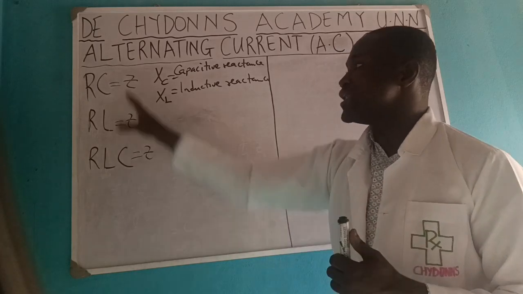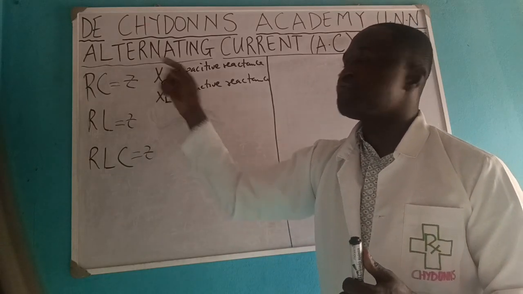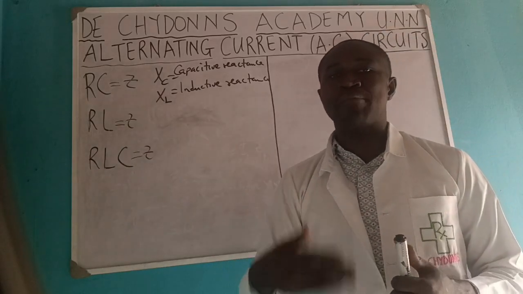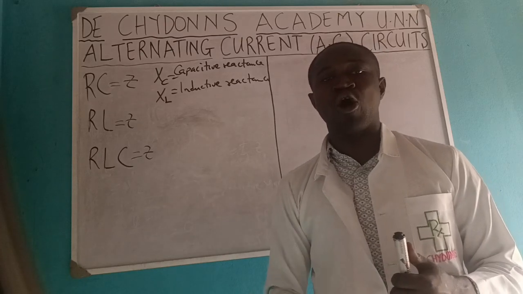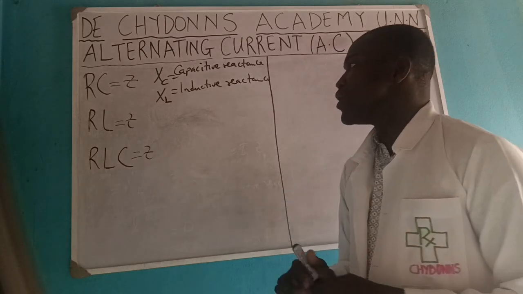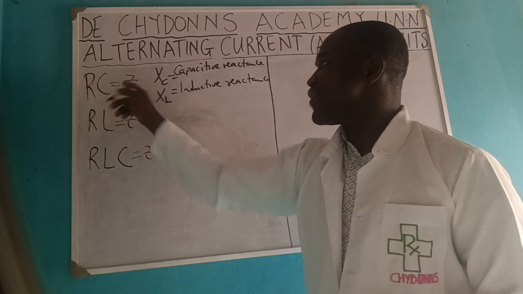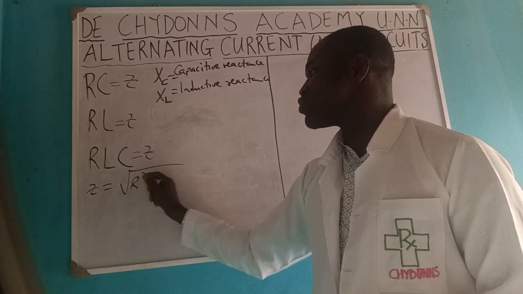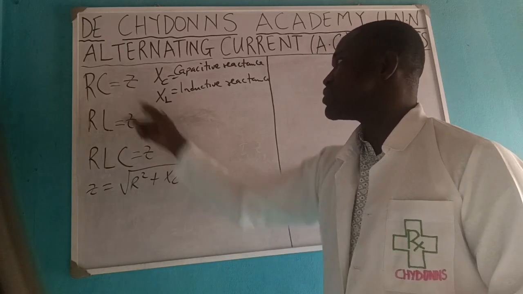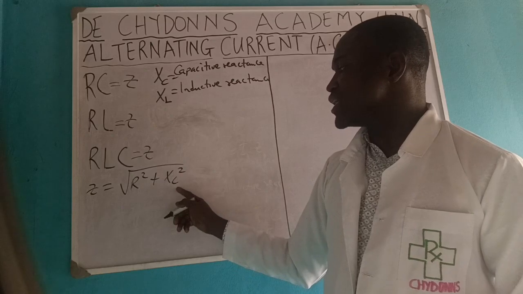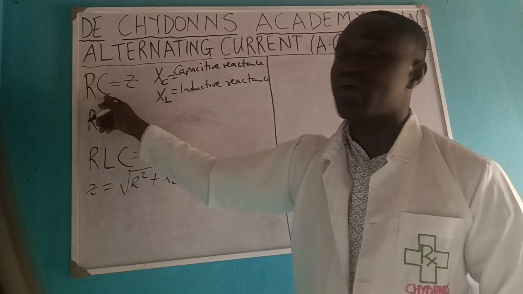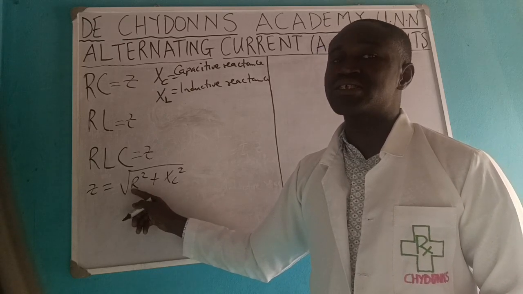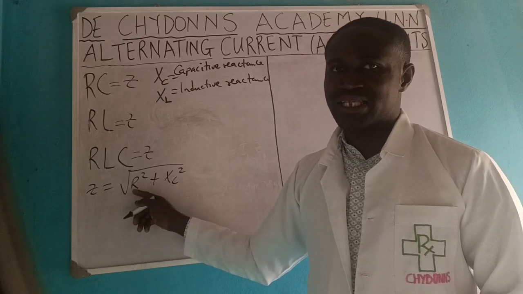Yes. So in this case, the total opposition to the flow of electric current will be called the impedance, because it has more than one material that opposes the flow of electric current. Now, this impedance for the first one is equal to the square root of R squared plus XC squared. Look at it. The XC is called the capacitive reactance from these capacitors, while this R is the effective resistance of the resistors. Are you getting it?